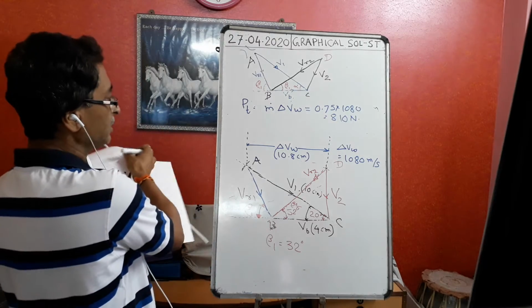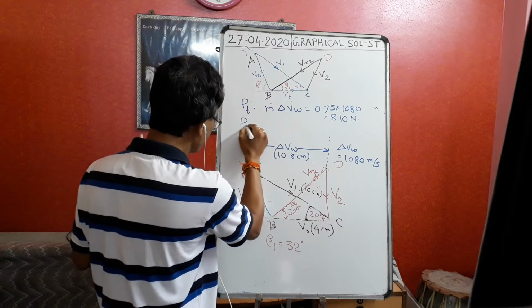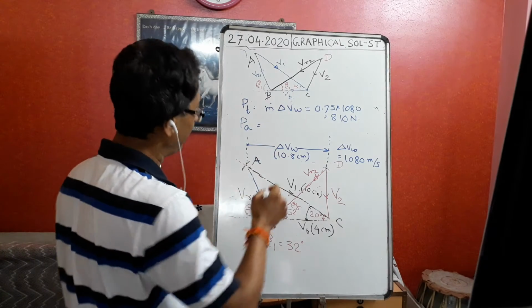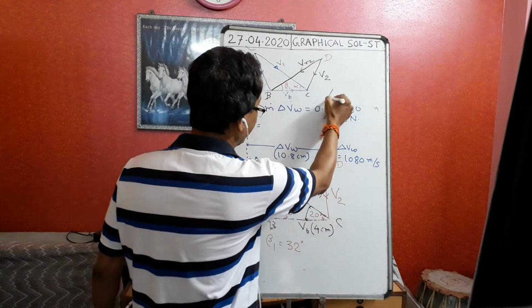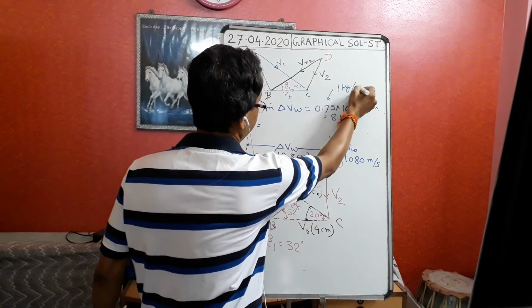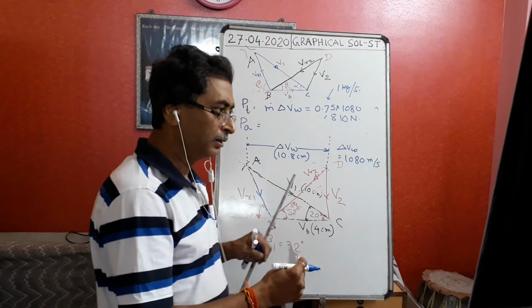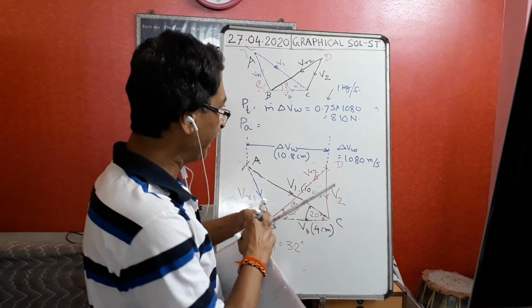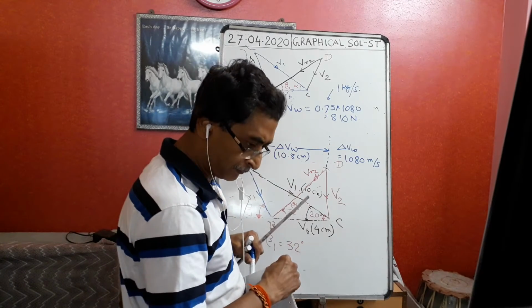If anybody asks, this is the tangential force. If asked what is the axial force? M dot will be given. And if it is not given, if m dot is not mentioned, then you will write let m dot is equal to 1 kg per second. Okay?